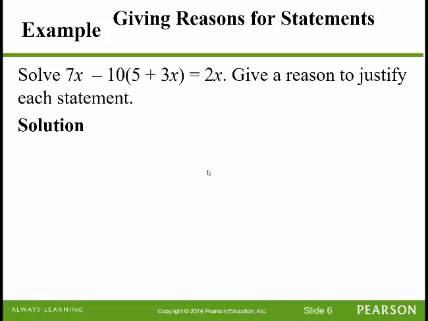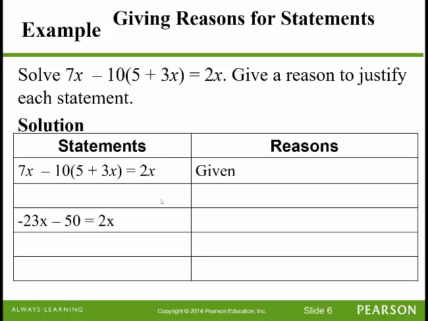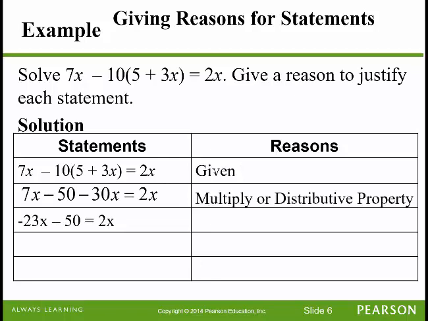All right, let's do another one. Let's solve 7x minus 10 times 5 plus 3x is equal to 2x and give a reason to justify each statement. All right, so two parts. Pardon this little typo here. So I have my statement. So my original one, 7x minus 10 times 5 plus 3x equals 2x. That's given. All right, first thing I'm going to do is I'm going to distribute the 10. Name the property. I use the multiply or distributive property to do this.